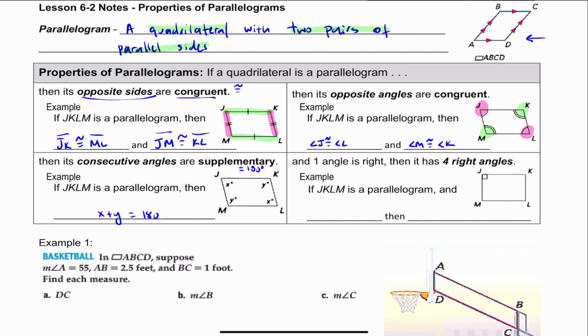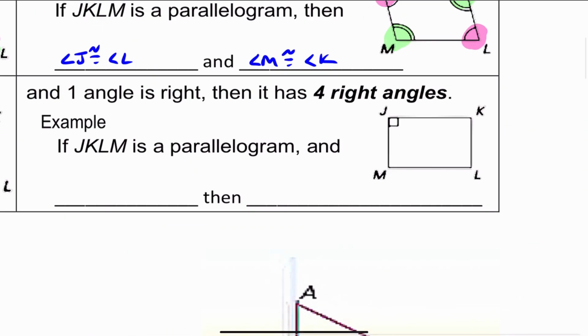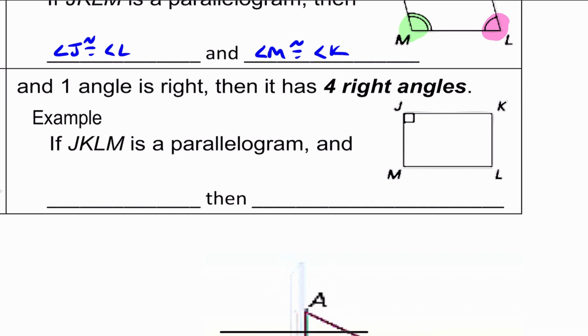If a quadrilateral is a parallelogram and one angle is right, then the whole thing is right. So note that if we have JKLM, a parallelogram, and you can see that angle J is right, what does this imply for these angles over here? That means that these angles are also right. So we can say that angle K and angle M and angle L are also right angles.